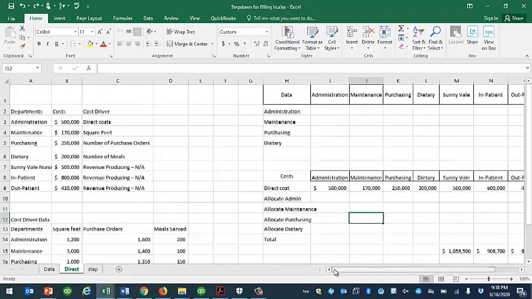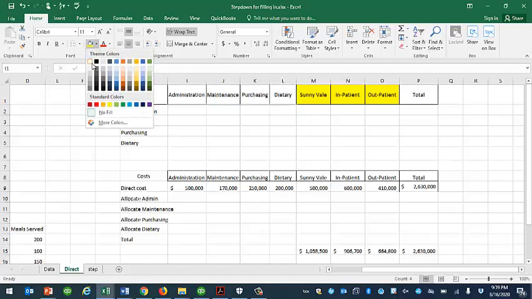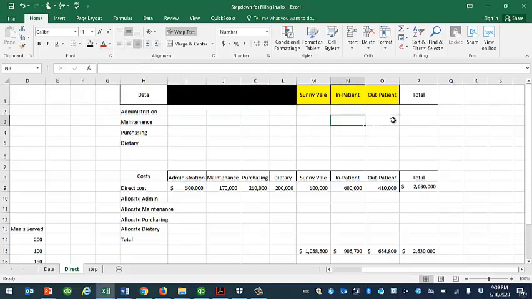Okay, so the next thing we have to do is put in the data for the actual spreadsheet. And remember, with the direct method, what we're saying is we're going to directly trace all those costs from the non-revenue producing departments to the revenue producing departments. Again, in the sheet, it said that these were the three revenue producing departments. So therefore, basically, we're going to ignore all of these sections completely.